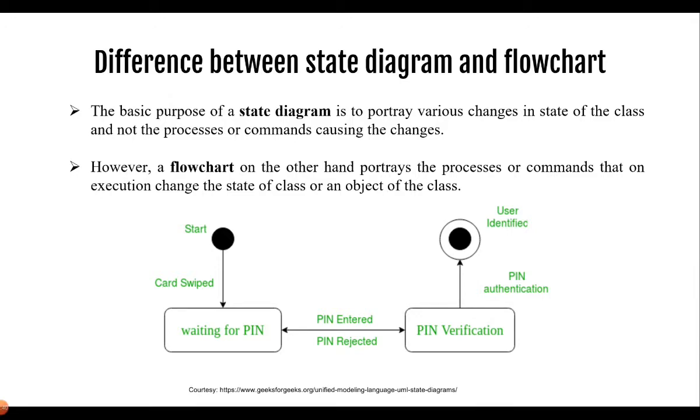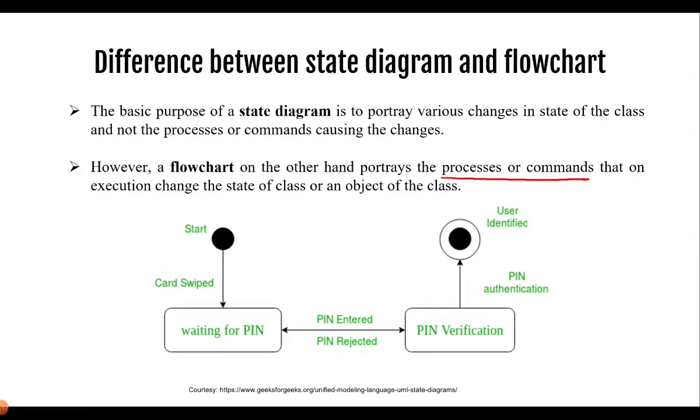So what is the difference between a state diagram and a flowchart? The basic purpose of a state diagram is to portray various changes in the state of the class and not the processes or commands causing the changes. However, the flowchart portrays the processes or commands that on execution change the state of the class or an object of the class. So in flowchart, we will primarily be dealing with the processes or commands. However, in state chart, we will be dealing with the effects that these processes and commands would be having.